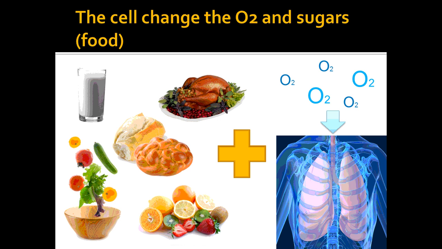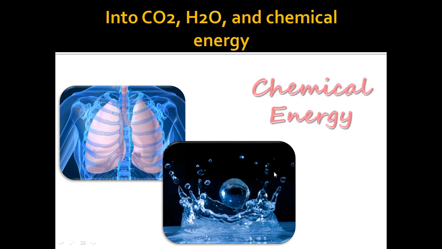The cells change the O2 and the sugars. Here, you can see we have food here and oxygen in our body. So we take in the food, that's our sugars, take in the oxygen, here's our lungs, into carbon dioxide, water, and chemical energy. These are the byproducts of our cellular respiration.